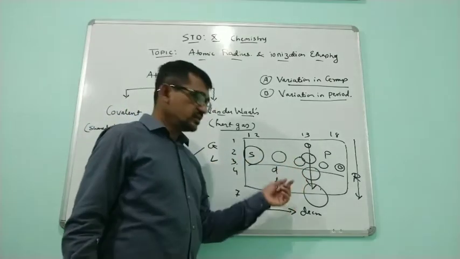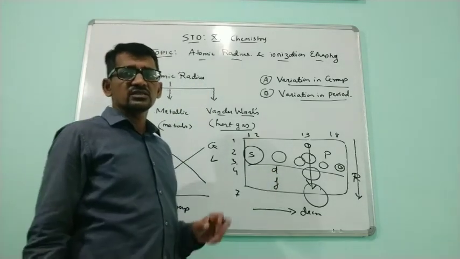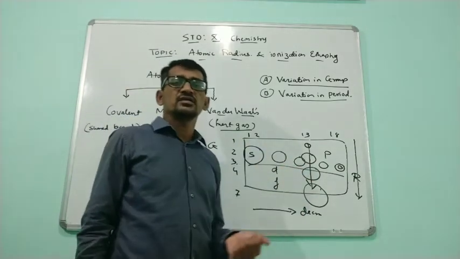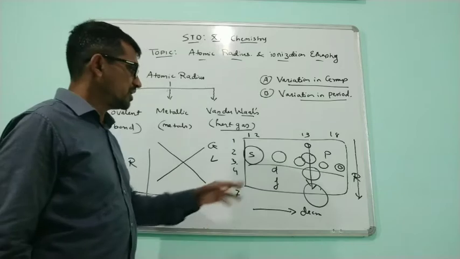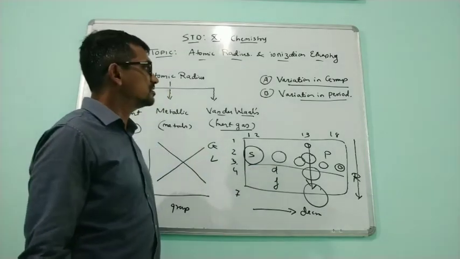In the D block, there is a slight increase and decrease in the radius. There is a slight decrease in the radius as compared to the P block. In the P block, the radius increases or decreases by a larger amount, but in the D and F blocks, all radii are almost the same, with only a slight increase or decrease.